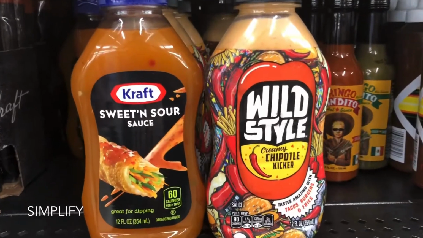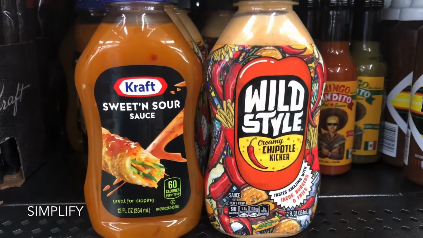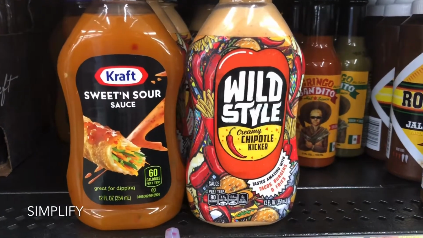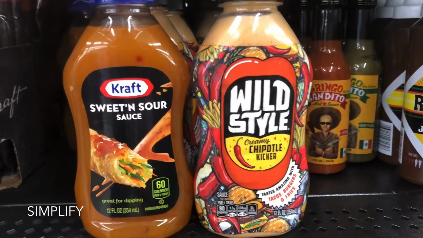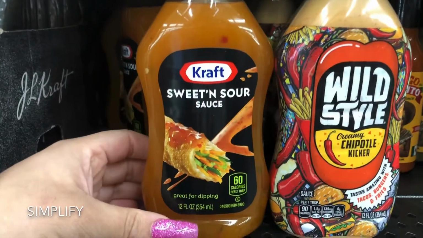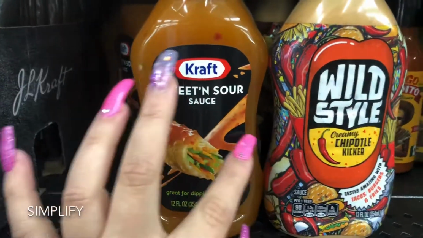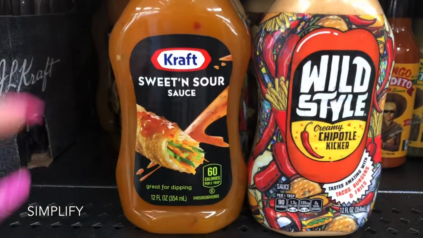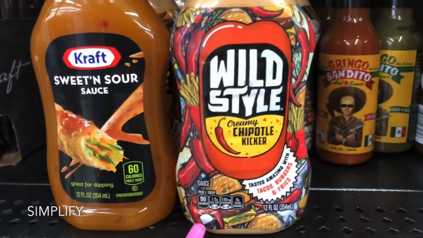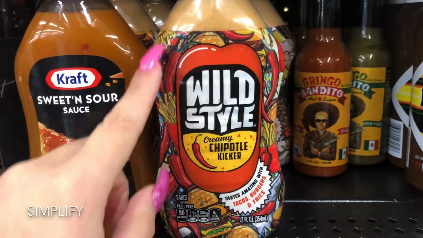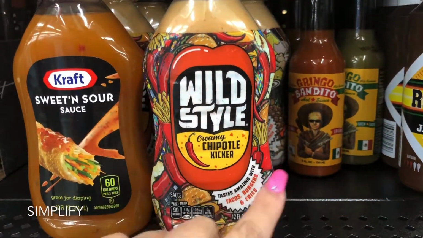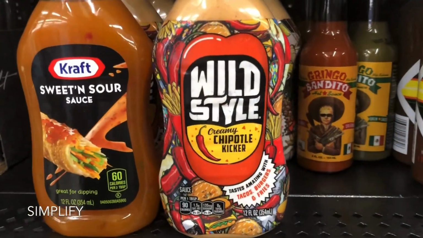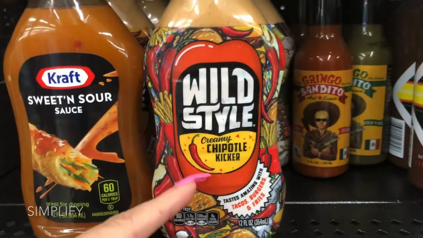So for the last phase, which is simplify, I decided to do these two products as a good and bad example of elimination. This is a good example, I think, of elimination because yeah, they throw a little bit of sauce there, but for the most part it's really clean. They eliminate the distracting stuff, whereas this bottle is a bad example because there's just a lot going on back here and it kind of just distracts from the name and what kind of sauce this is.